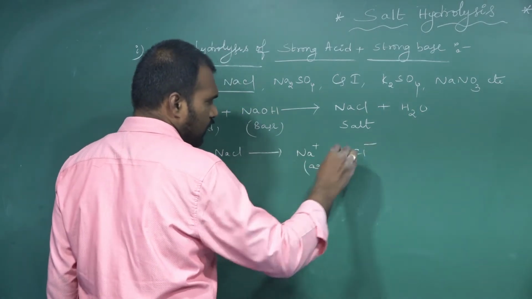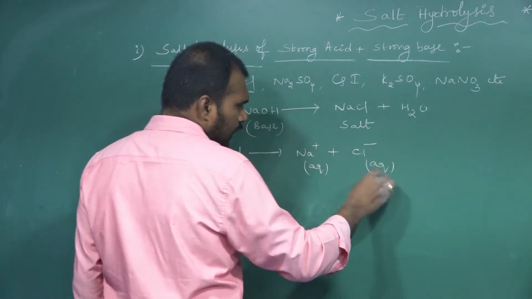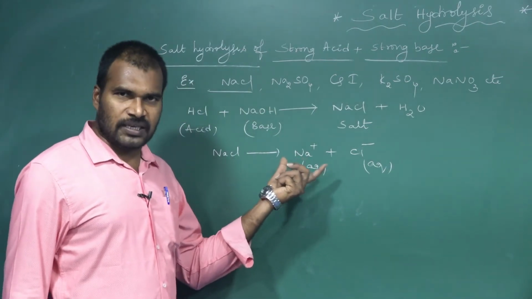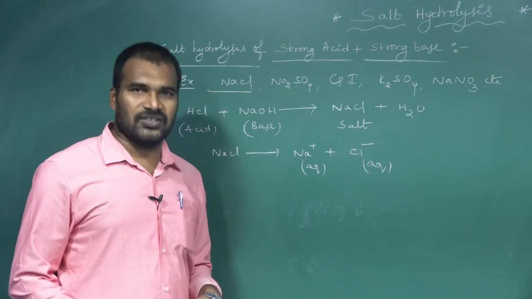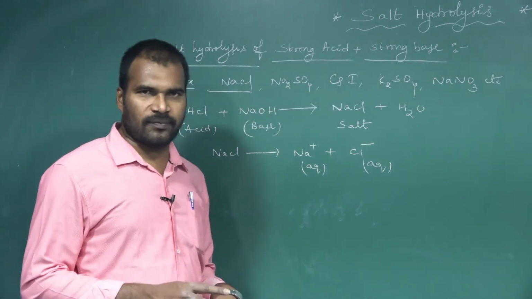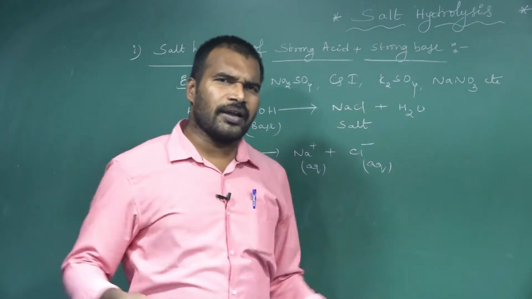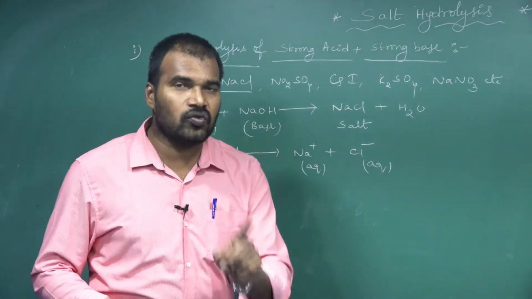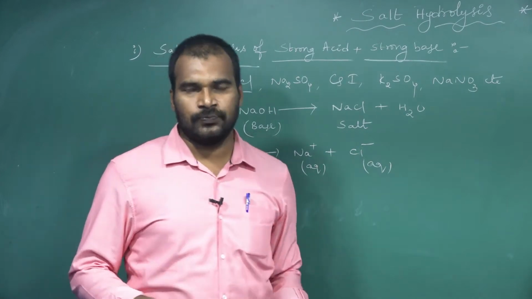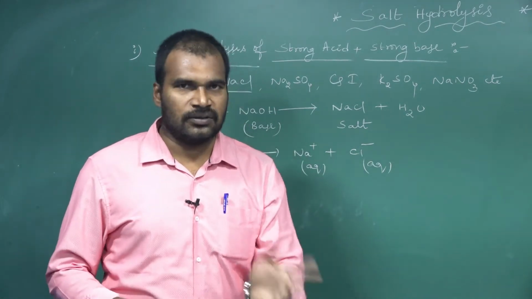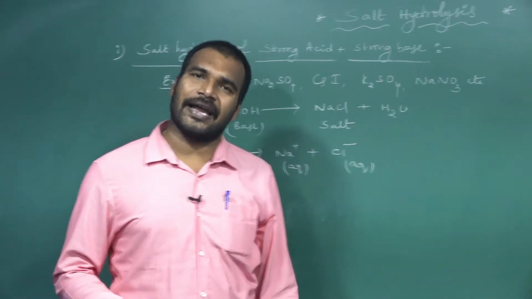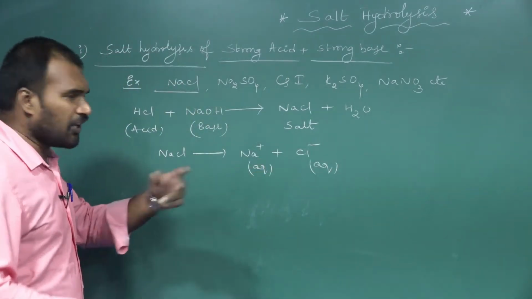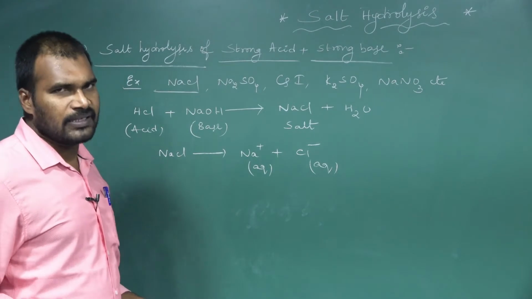So Na plus ions and Cl minus ions. Further, these ions get hydrolyzed. But one point you should remember: do all the ions get hydrolyzed? No. Only the stronger ions can get hydrolyzed. If the ions are weak, then they cannot get hydrolyzed. Let us see the nature of this Na plus and the Cl minus ions.